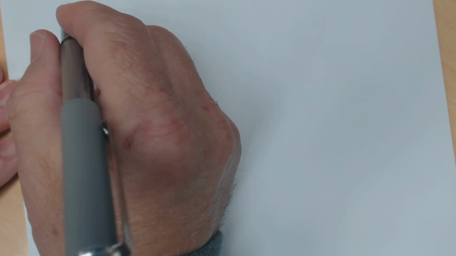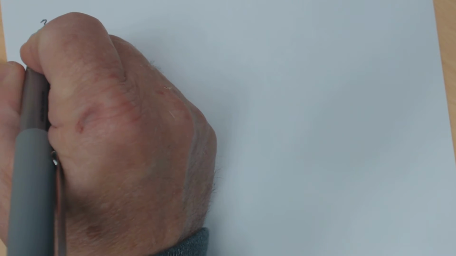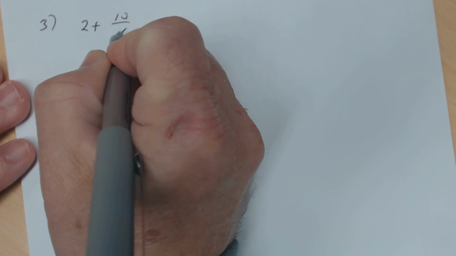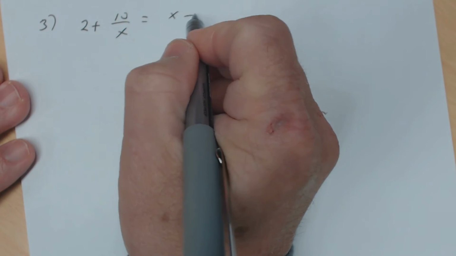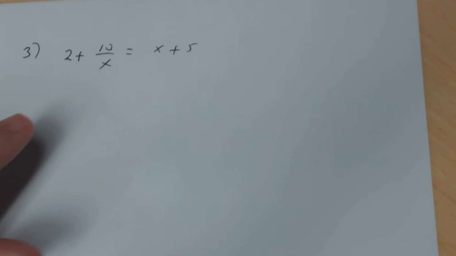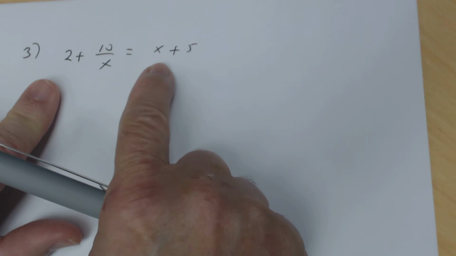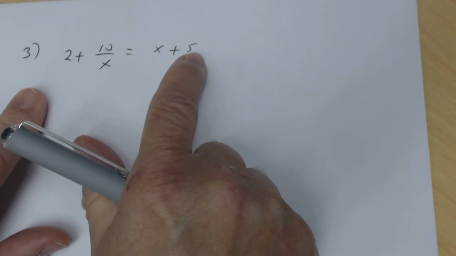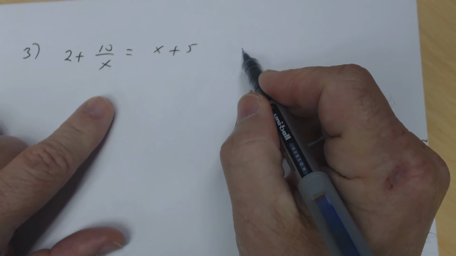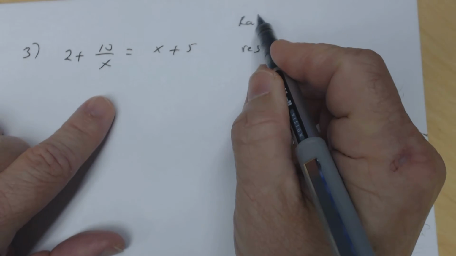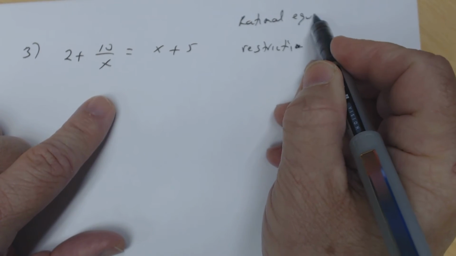Okay, let's look at this one. Oh, I'm sorry, this is going to be the next example. Example 3: 2 plus 10 over x equals x plus 5. We'll solve this equation. Again, you have 4 terms. This is 2 over 1, this is 10 over x, this is x over 1, this is 5 over 1. Right away I can find my restriction. I do have a variable in the denominator. And remember, this is a rational equation.